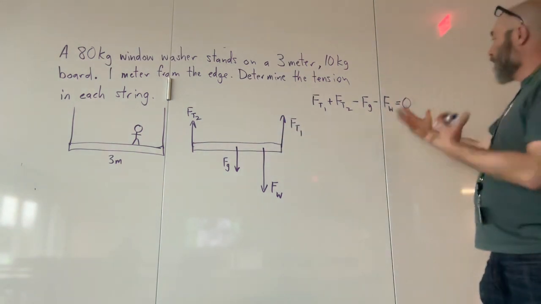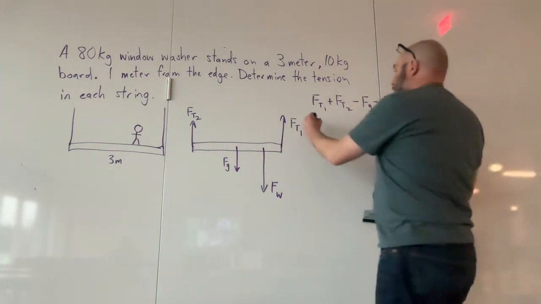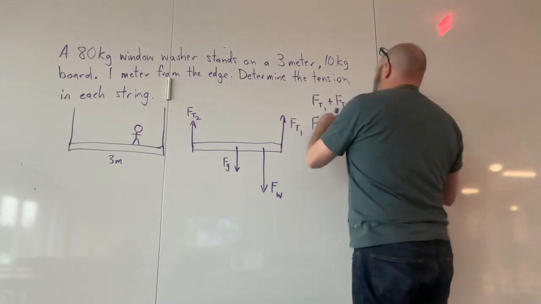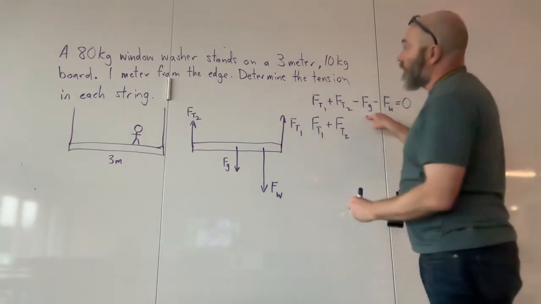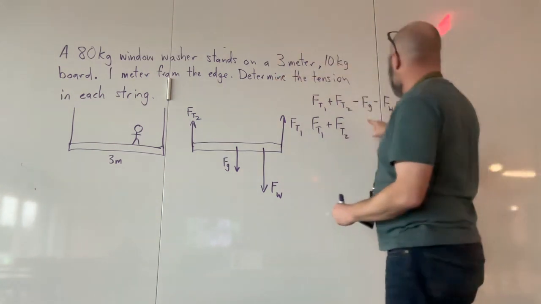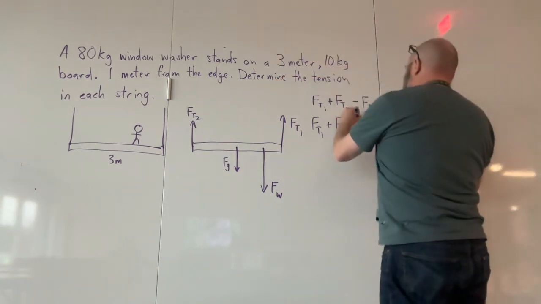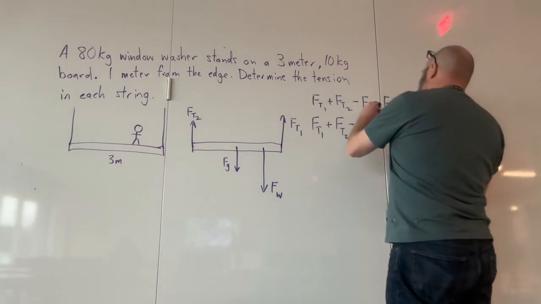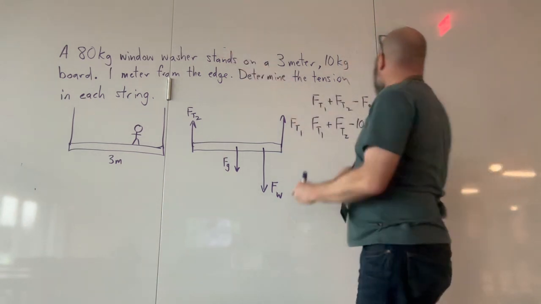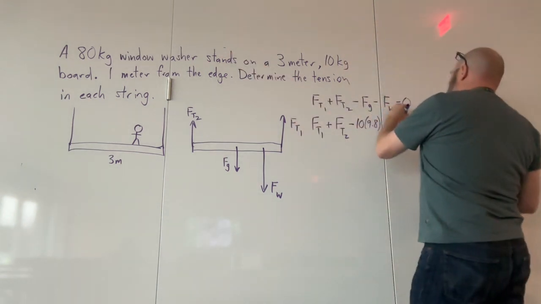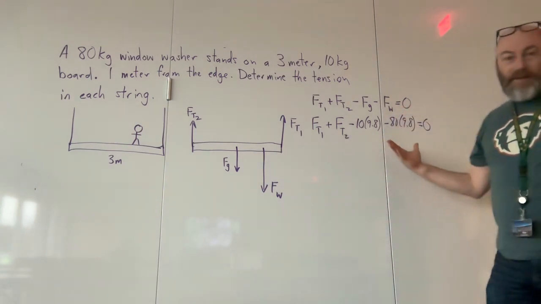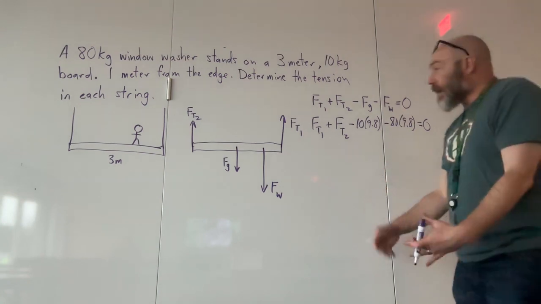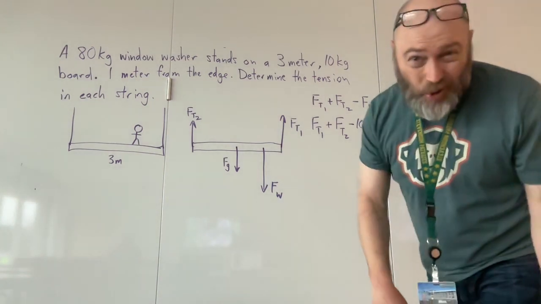And then if you plug stuff in, it's like, hey, I don't know how big this is. Shoot, I don't know how big that is. This, I know, FG is going to be 10 times 9.8. And then this would be 80 times 9.8. And that equals 0. Shoot, I don't have enough stuff. I can't solve yet. But that's where now you have to write your torque equation.